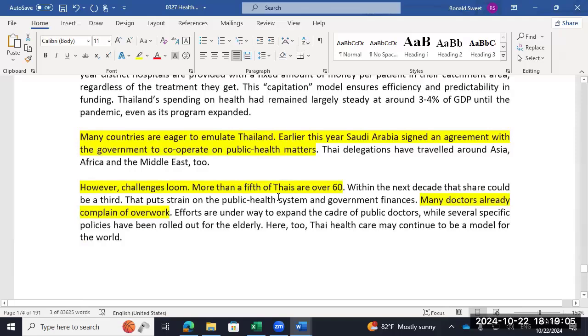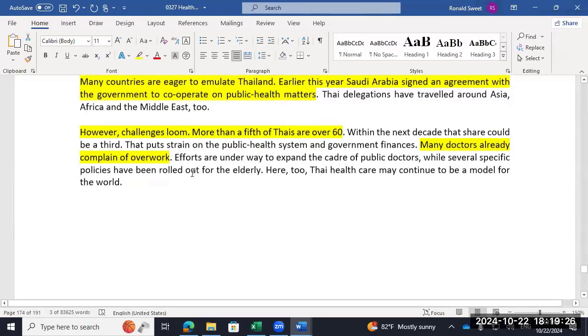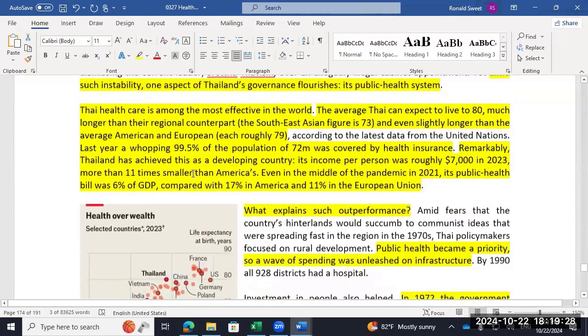Many countries are eager to emulate Thailand. Earlier this year, Saudi Arabia signed an agreement with the government to cooperate on public health matters. But they have the same problem everybody else has. More than a fifth of them are over the age of 60, and doctors are complaining. So every country has people who are just aging. Old people have a lot of medical problems, but that's pretty impressive, right?